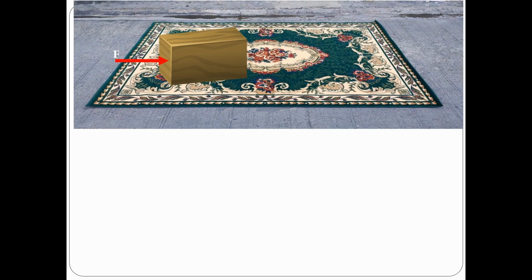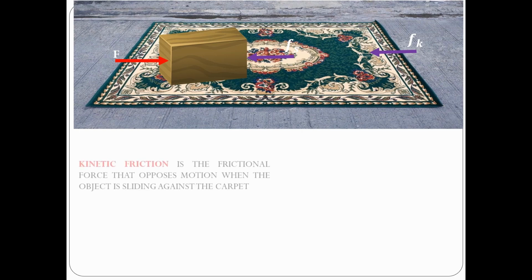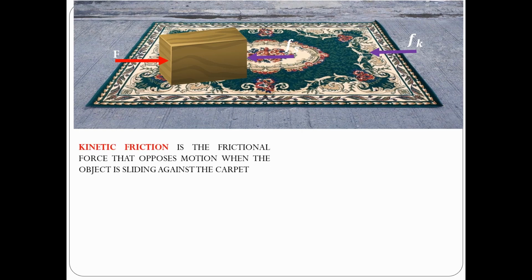Now what is the force that prevents the box from sliding? It is the static friction force. Once it begins to slide, the force that impedes the motion is the kinetic friction force. Static means not moving, while kinetic means something is in motion. So the friction force that opposes motion when the object is sliding against the carpet is called the kinetic friction.